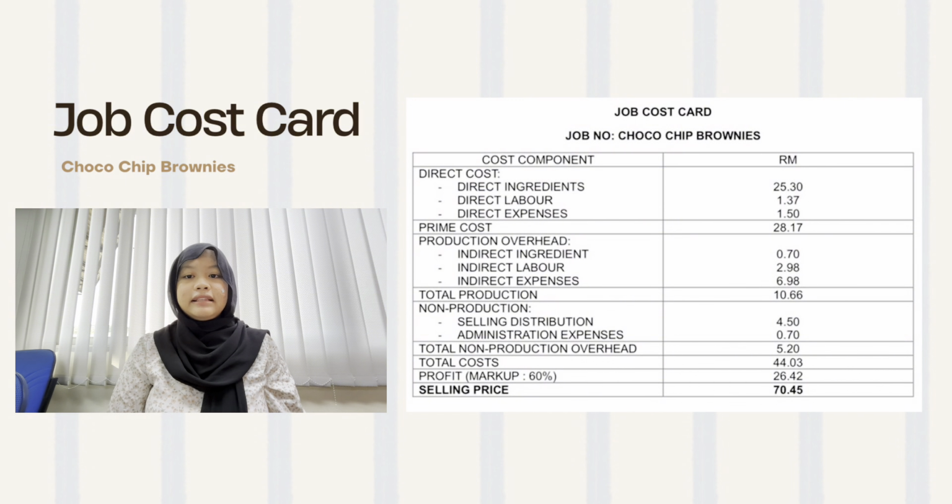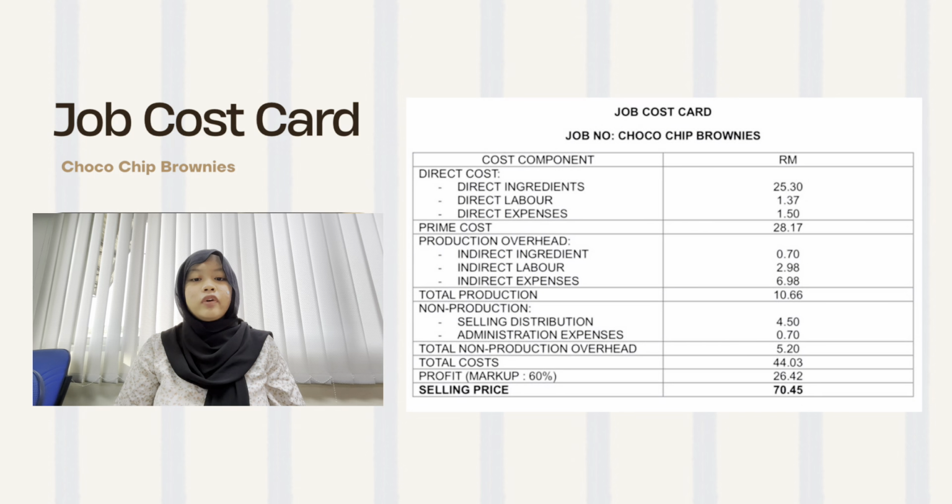Next is production overhead. These are indirect costs that support the production process. They include indirect ingredient of 70 cent, indirect labor of 2 ringgit 98 cents, and indirect expenses of 9 ringgit 98 cents. Altogether, the total production overhead is 10 ringgit 66 cents. We also have non-production overhead, which includes costs that are not directly related to manufacturing. This consists of selling and distribution expenses of 4 ringgit 50 cent and administration expenses of 70 cent, giving a total of 5 ringgit and 20 cent.